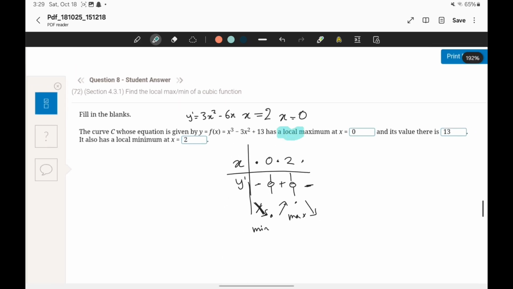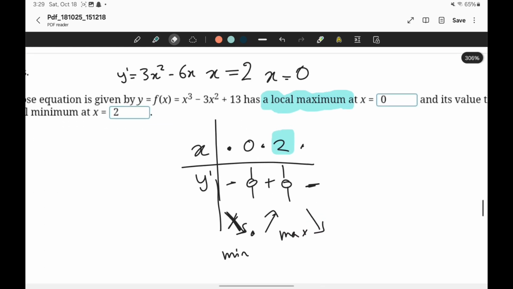So here they said a local maximum, so the maximum is at here. Wait, my bad guys, I messed up. These are actually the opposite. So here it's positive, here it's negative, here it's positive. So I'm going to turn these around. It's minus plus minus.